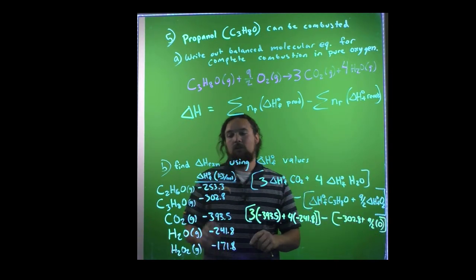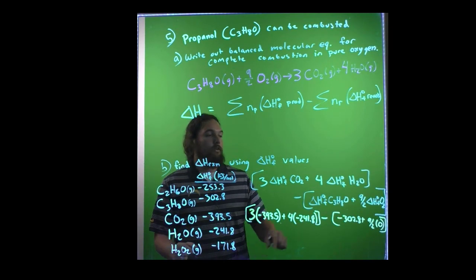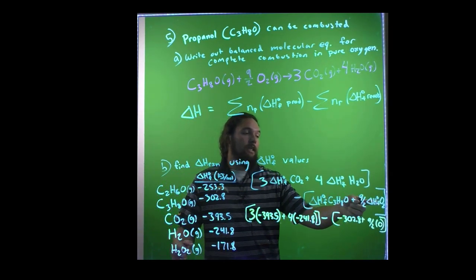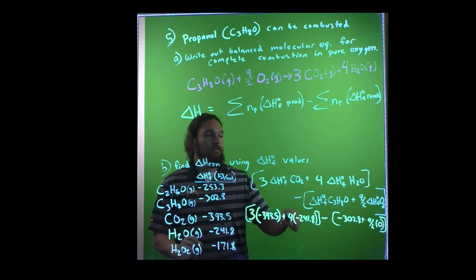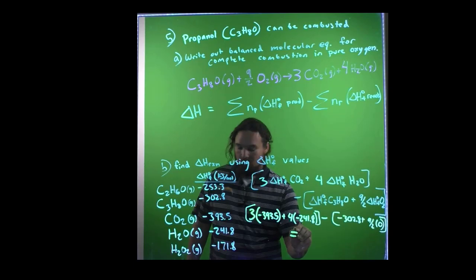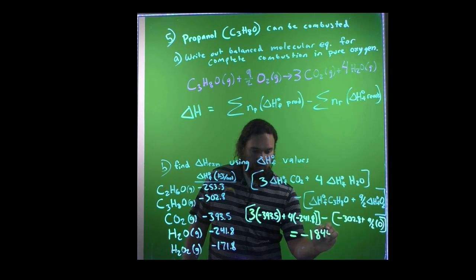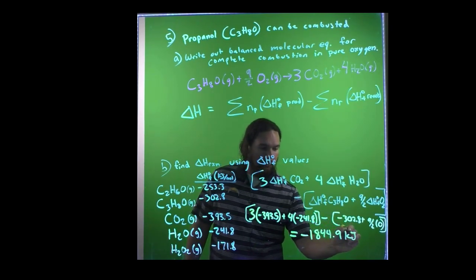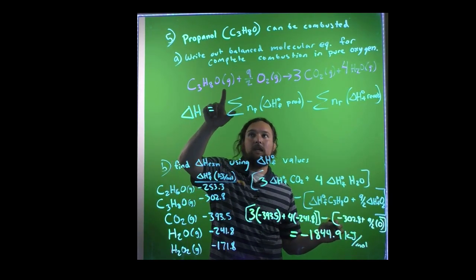How do we know this was 0? A, there was no value for O2 on here, and also because oxygen is in its standard state, so anything in the standard state has a value of 0. This gives us a value equal to negative 1844.9 kilojoules per mole of C3H8O.